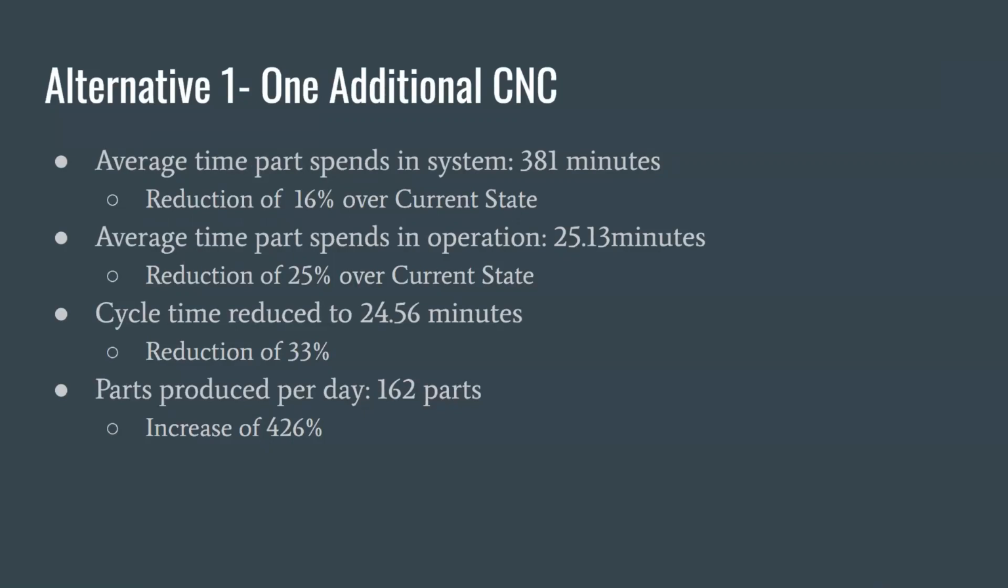By implementing this additional machine and extra shift into our simulation, we were able to start to see minor improvements, with a reduction of 72.94 minutes in which the part spends in the system. The cycle time as a whole was reduced by 32.82%, and daily part production was increased to 162 parts per day, surpassing the required production rate.